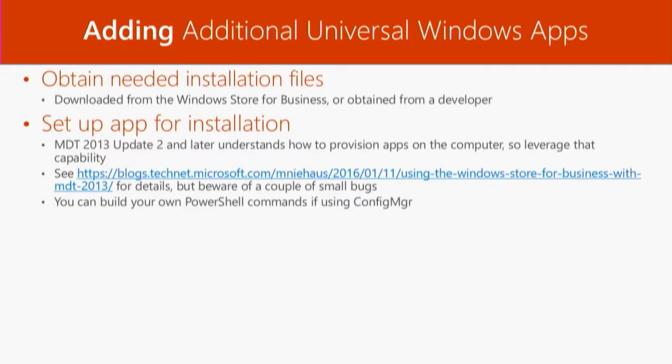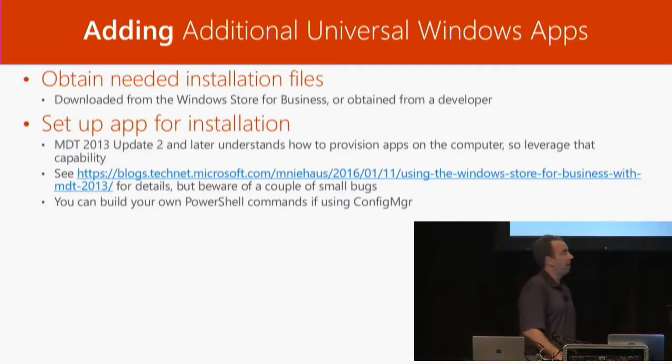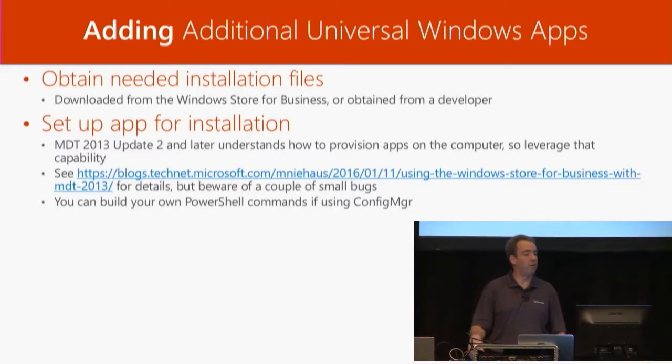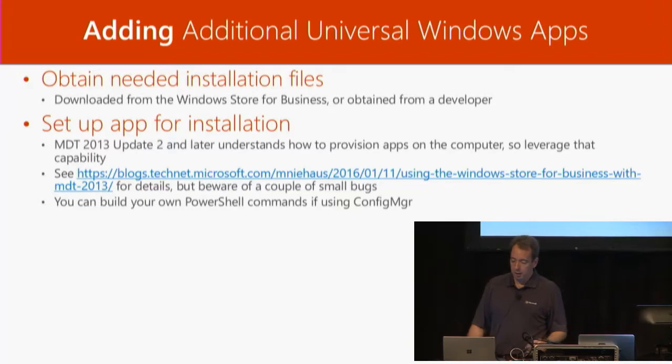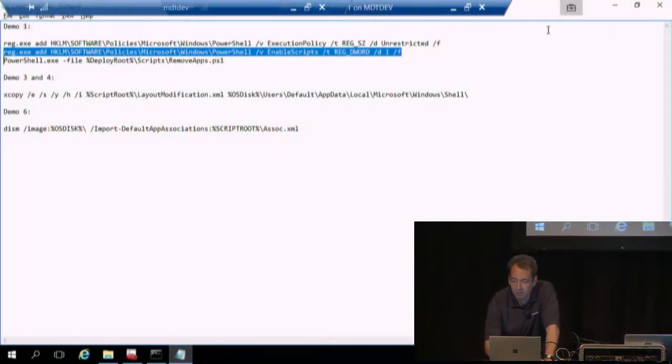So using the Windows Store for Business, we can sign in, find the applications that we want, download all the installation files for them, and then add them to MDT, which will then provision them onto the machine. So if we look at Windows Store for Business, we can see what that process would look like.